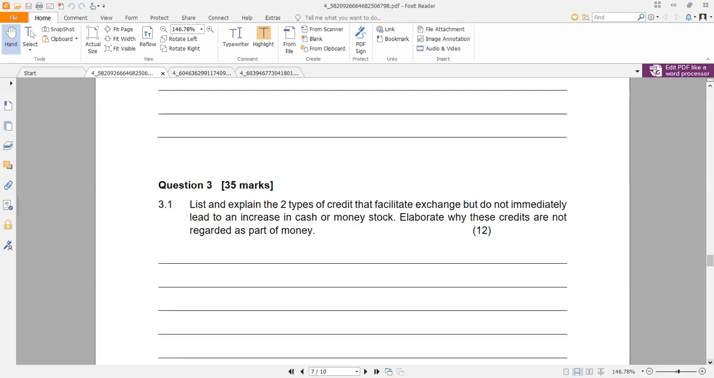It's issued by firms to firms. What is trade credit? Trade credit.